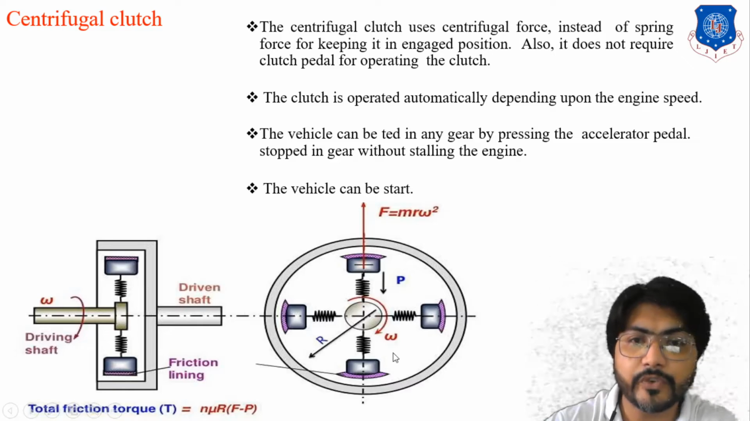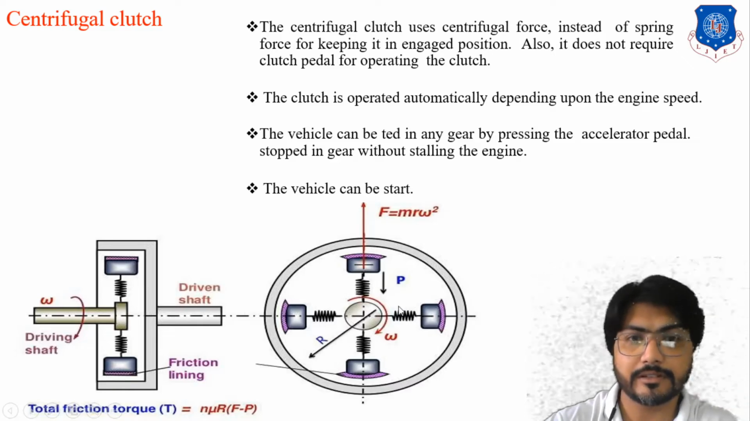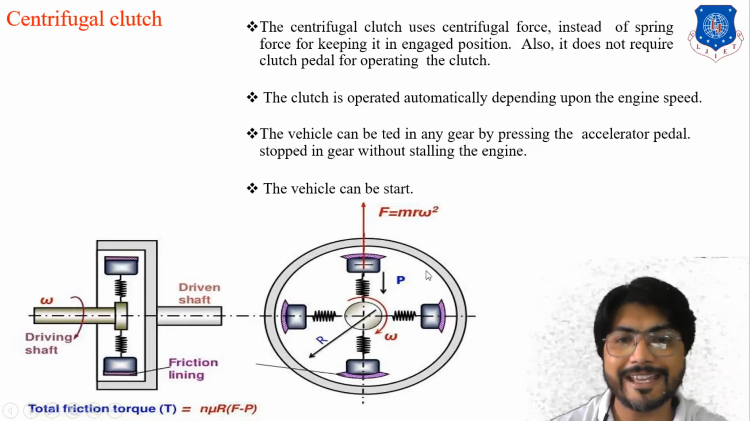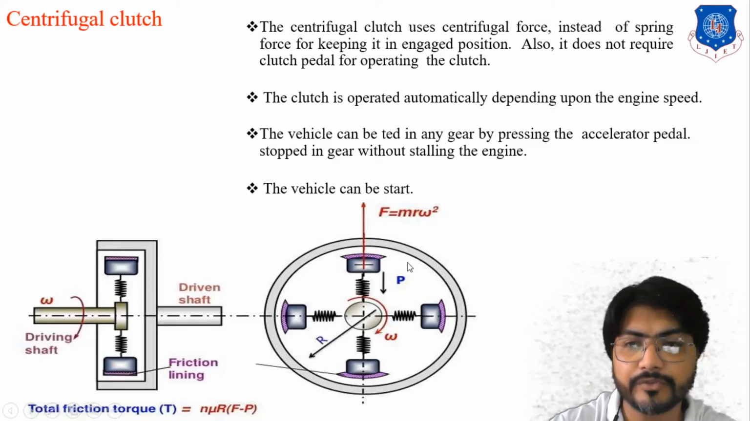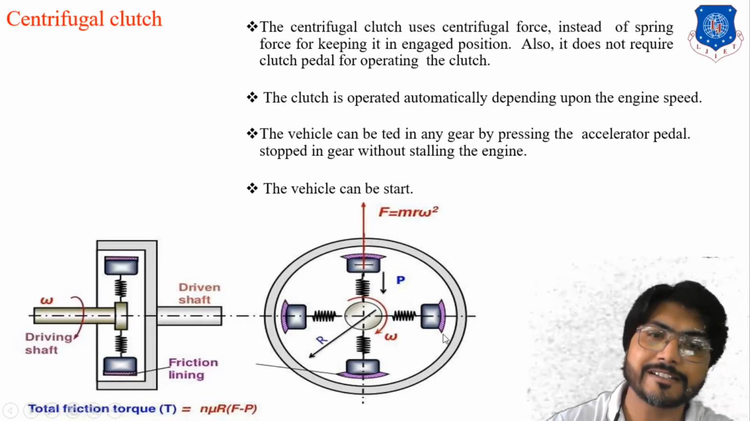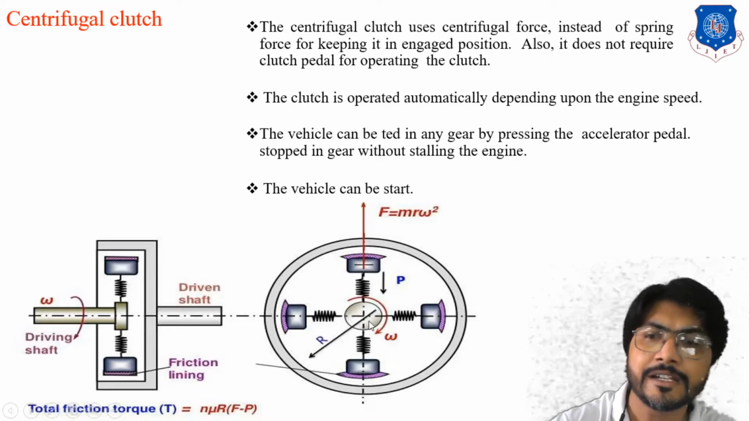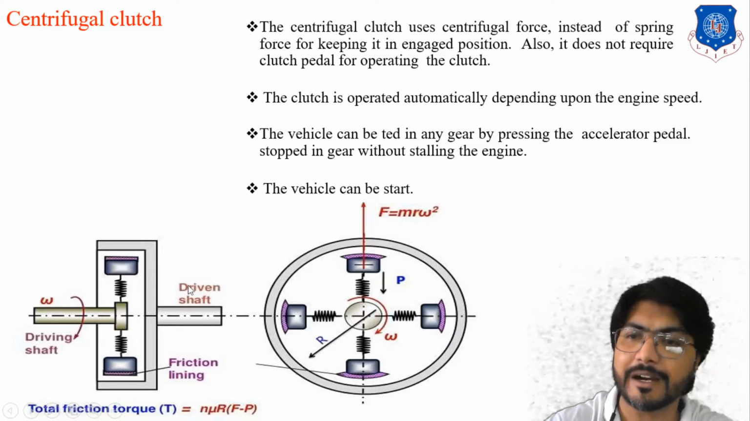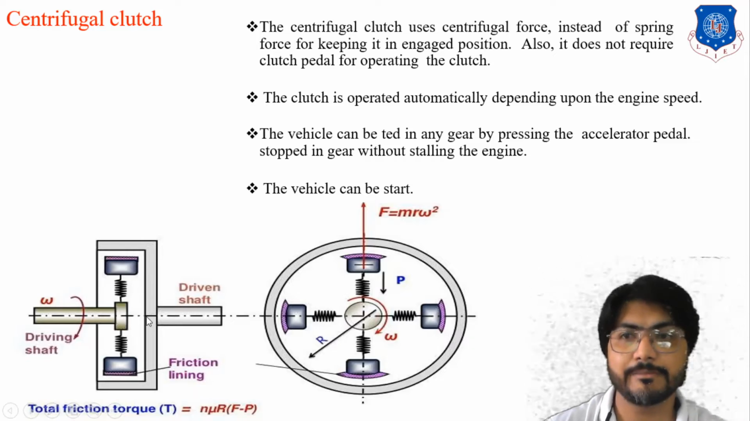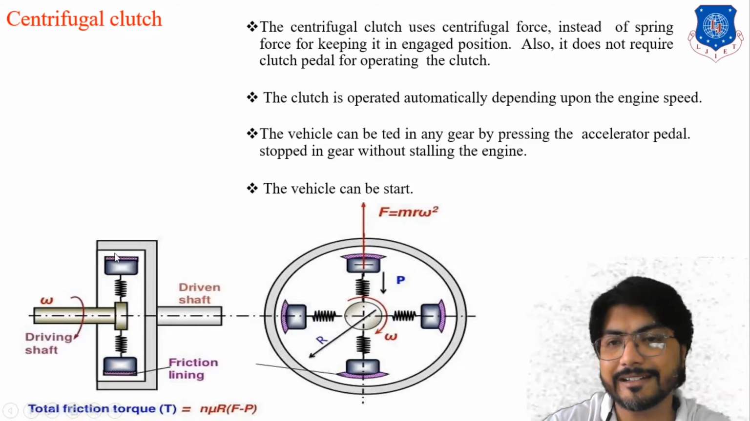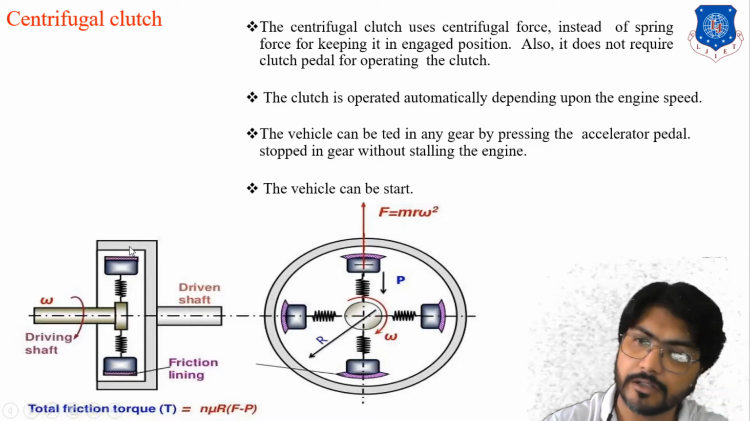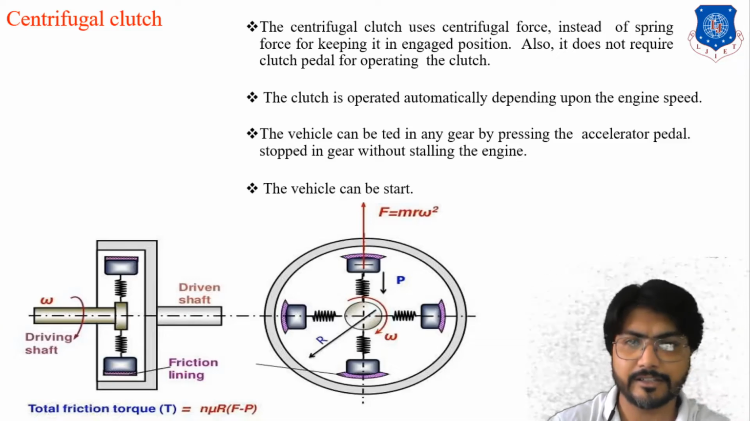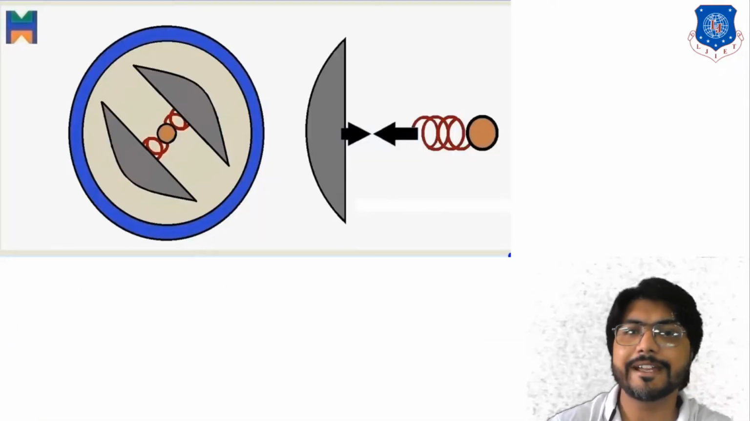The clutch shoes with lining material engage the drum, the outer rim of the drum, and the power is transferred. This drum is connected to the driven shaft, and this is the driving shaft. You can see here the driving shaft and omega. It transmits power by engaging as the speed increases, connecting with the inner side of the drum. That is the centrifugal clutch function.